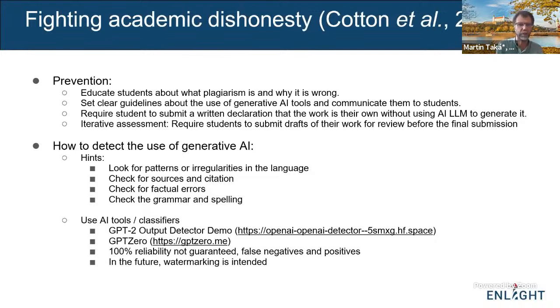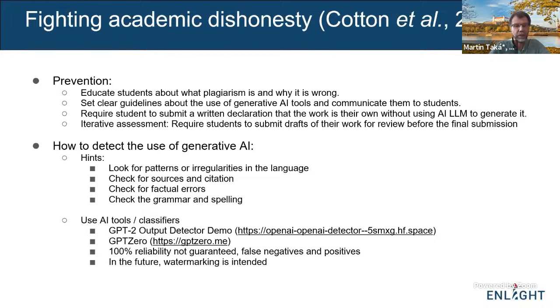And this should be communicated well. And also, if they don't allow ChatGPT, maybe they should ask students to submit a written declaration that their work is their own and they did not use or haven't used large language models to generate it. And what also helps is to use iterative assessments, where students have to submit several versions on which they get the feedback before getting the final versions.